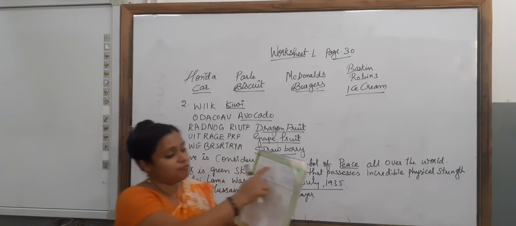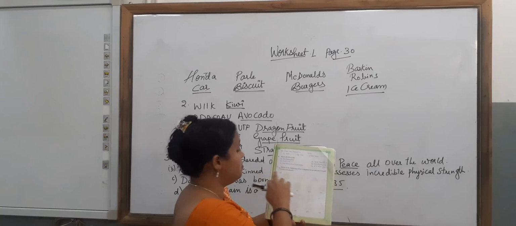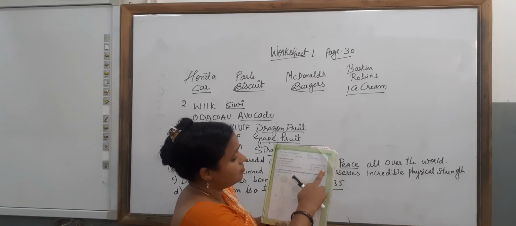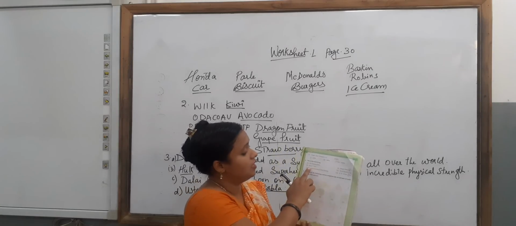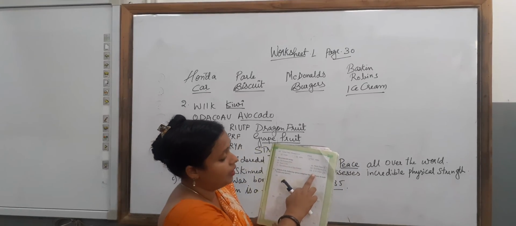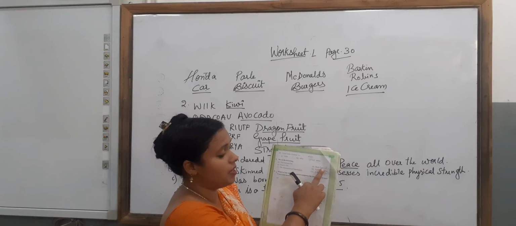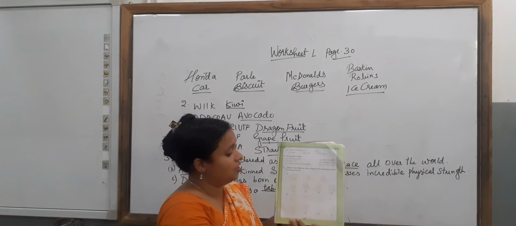Next one is match the following. The Famous Five was written by Enid Blyton. Stuart Little was written by E.B. White and The Adventures of Tom Sawyer was written by Mark Twain.